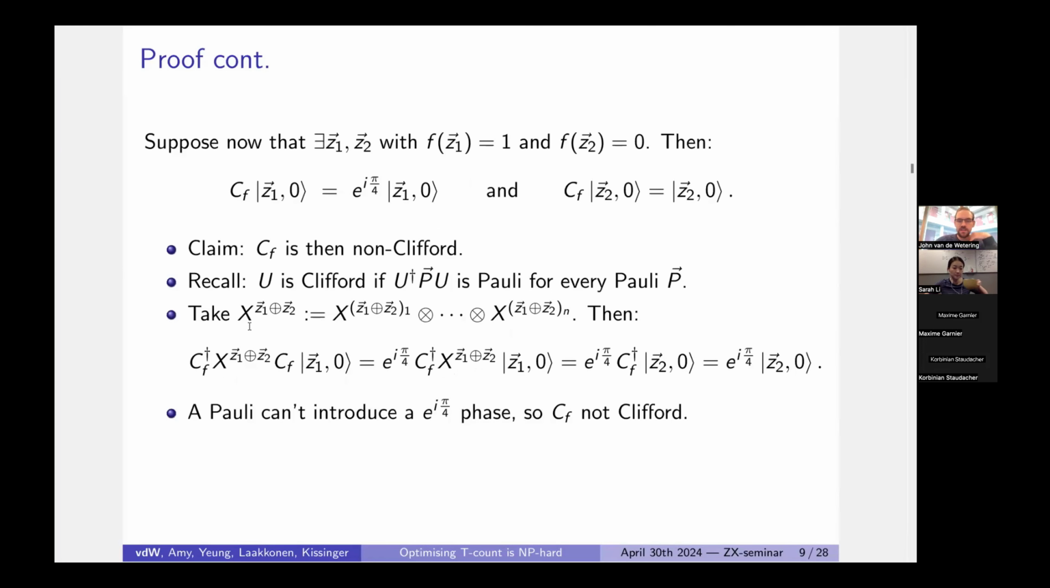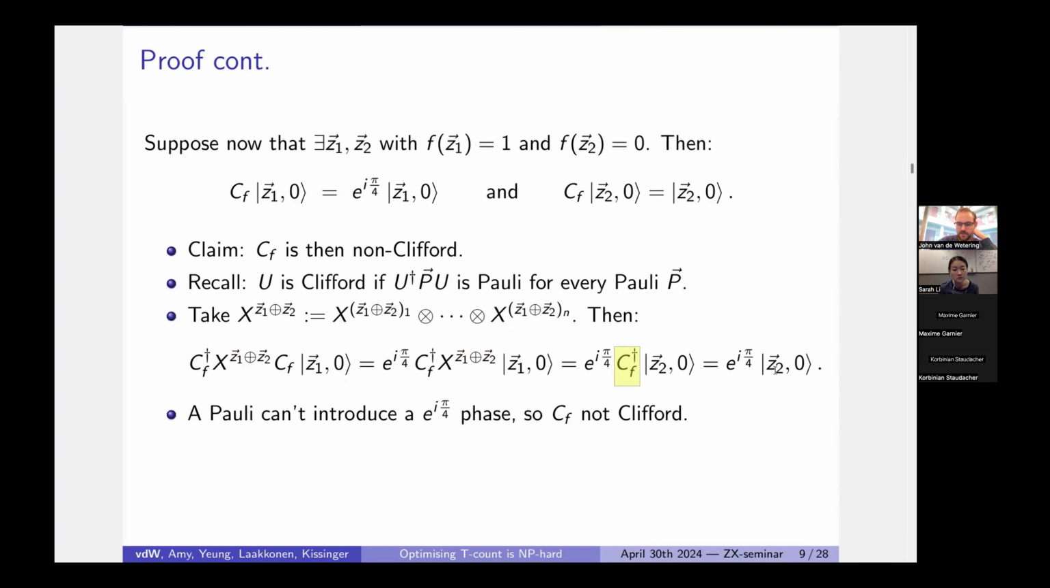Right, sorry about that. So we take this string of Pauli X's, and then we can check that if we look at this conjugation of this Pauli on this particular state, Z1, 0, we can just check what the action is. So CF on Z1, we know, introduces a π/4 phase. Then this X flips the Z1 to Z2. And then this CF here does nothing, so it just keeps Z2. So now it introduces a π/4 phase, but we know that Paulis can't introduce π/4 phases. So this conjugation can't be Pauli, and that means that CF can't be Clifford.